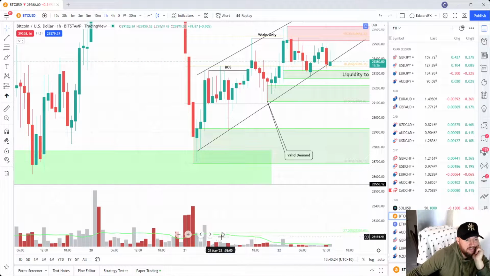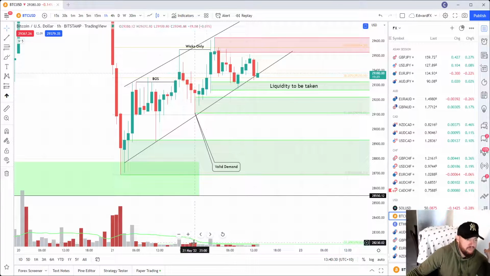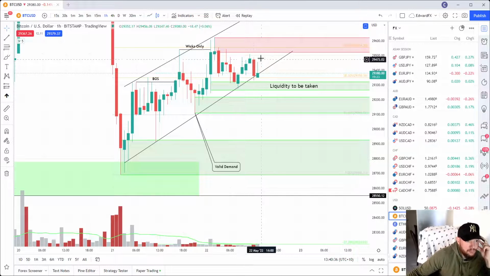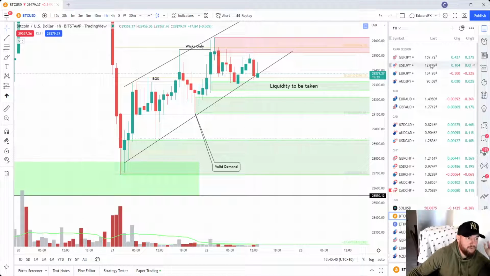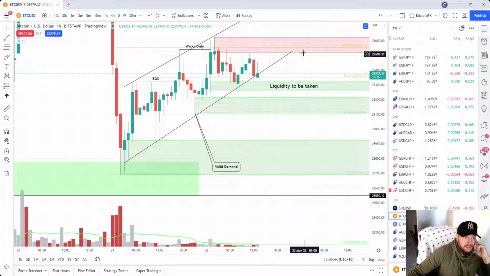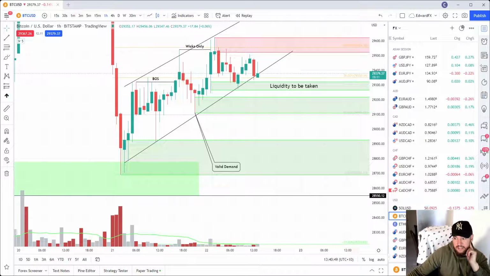Obviously, it's the weekend, so volume is not going to be that great. But volume can always be hidden because of arbitrage with Bitcoin and crypto. So you got to be aware that volume and price action can be manipulated because of the arbitrage. But I think that's it.